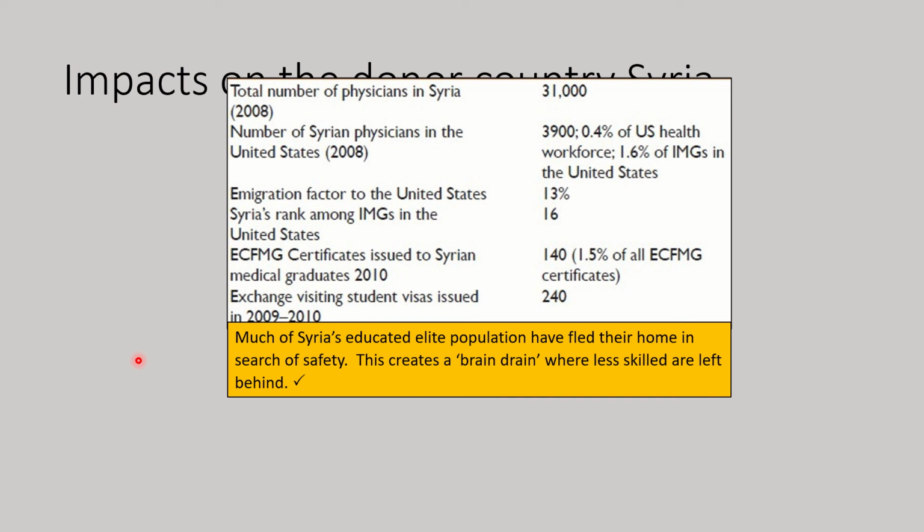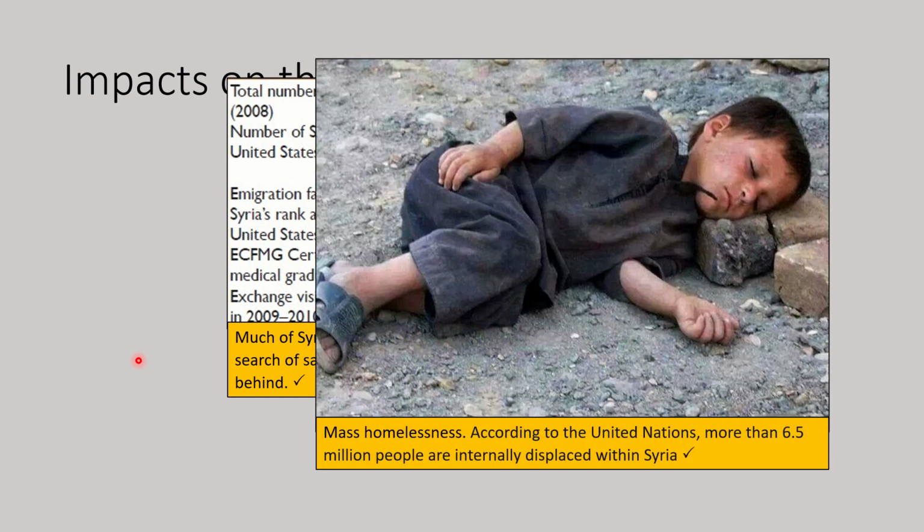Where the most able and professional people quickly leave the country. This means that, of course, Syria is left where they've hardly got any doctors, they've hardly got any surgeons, and they're in a situation where civil war is ongoing, which is a real disaster.